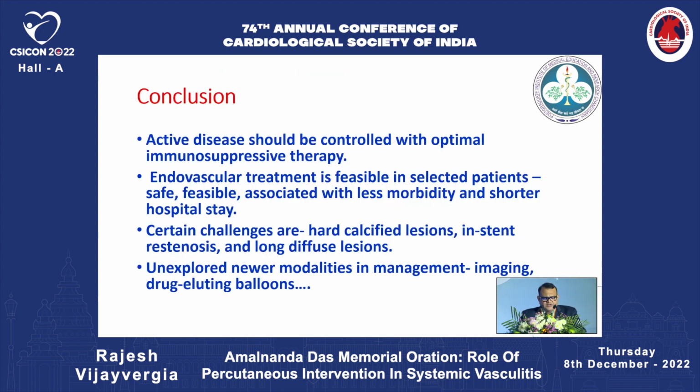So in conclusion, the active disease in systemic vasculitis should be controlled with optimal medical treatment, which includes steroids and other immunosuppressive therapy. Endovascular treatment is feasible in selected patients. It is safe, feasible, and associated with less morbidity and shorter hospital stay. There are certain challenges of endovascular treatment, those with hard and calcified lesions, and at follow-up there is a concern about in-stent restenosis, and those with long diffuse lesions can be a problem.